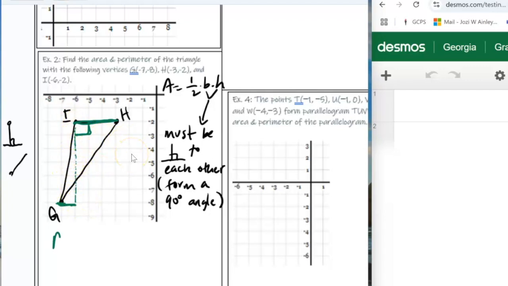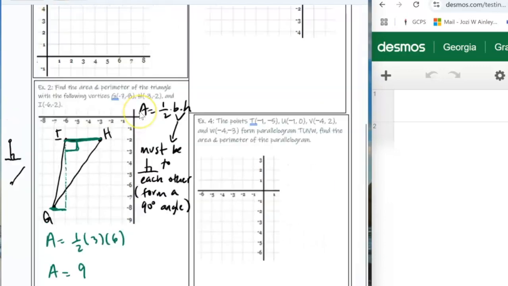So my area is 1/2 times the base. How many boxes is this? 1, 2, 3. So the base is 3. And my height has to be 90 degrees, so I can't follow this slanted line, and I can't follow this slanted line. I have to make a vertical line. So my height is 1, 2, 3, 4, 5, 6. That's the key thing: base and height must be perpendicular to each other, forming a 90-degree angle. Put that in the calculator. 1/2 of 6 is 3, times 3, which is 9. So my area is 9.